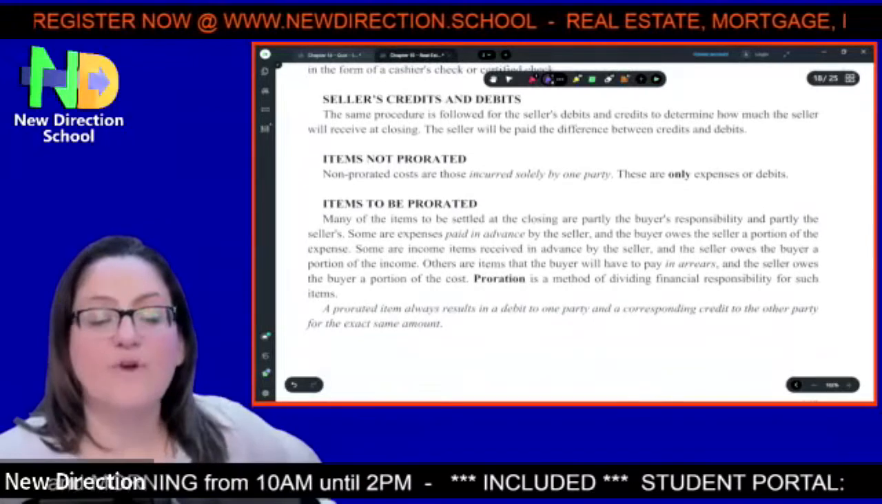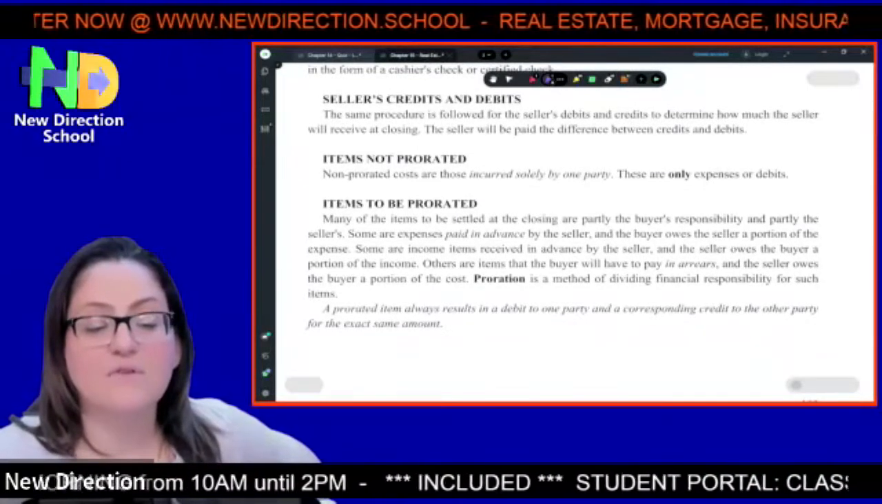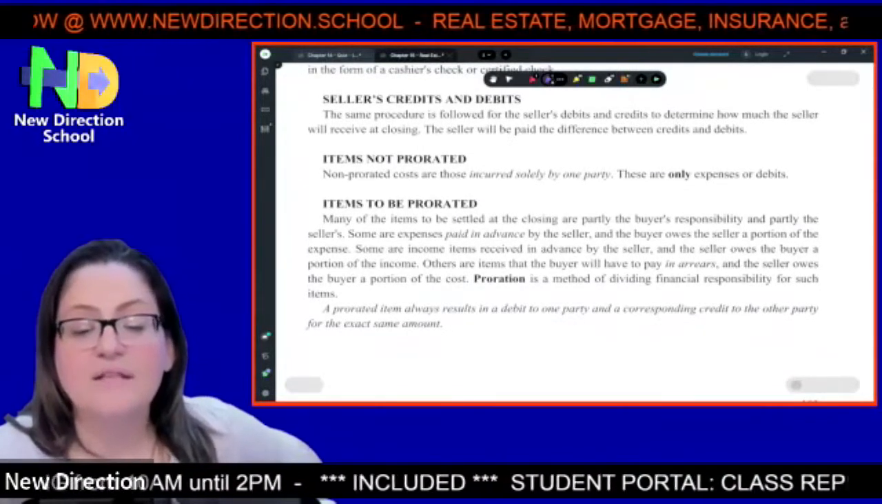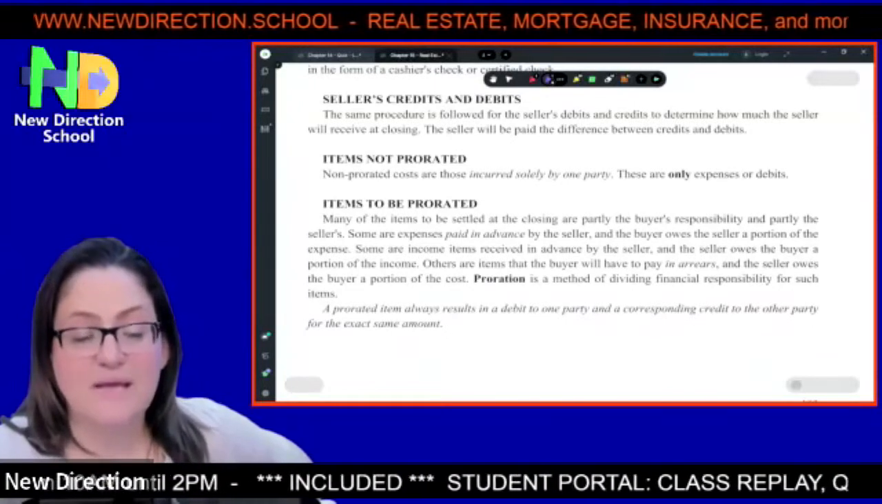Items not prorated. Non-prorated costs are those incurred solely by one party. These are only expenses or debits.